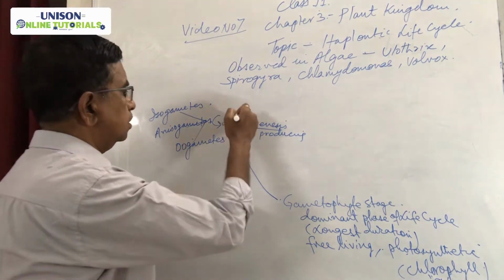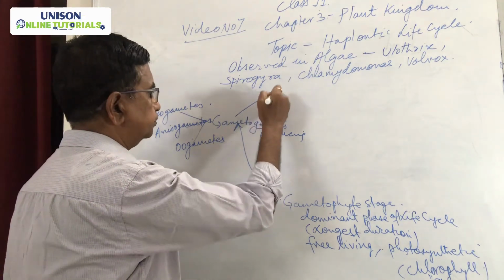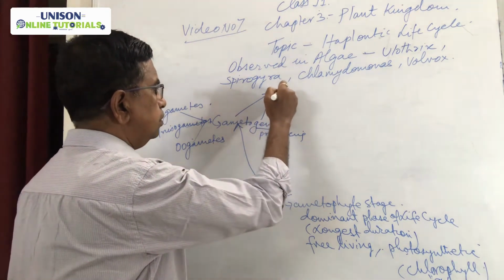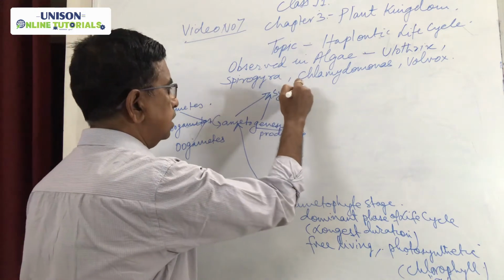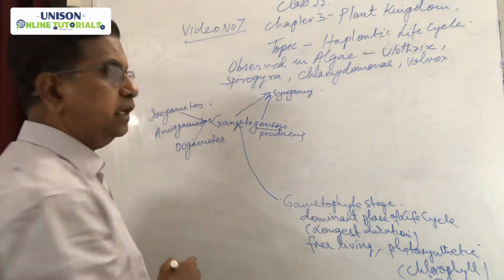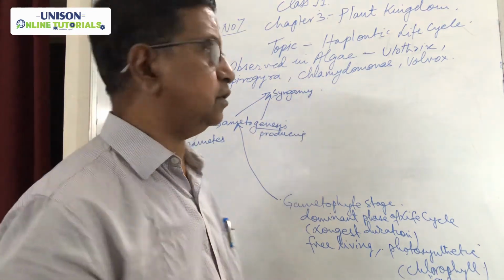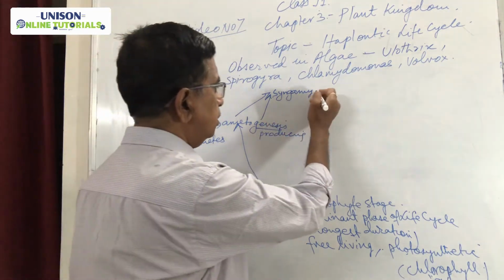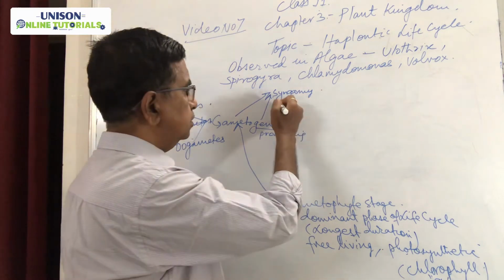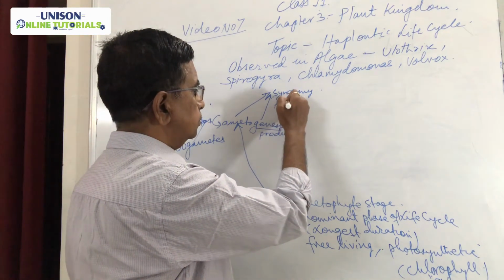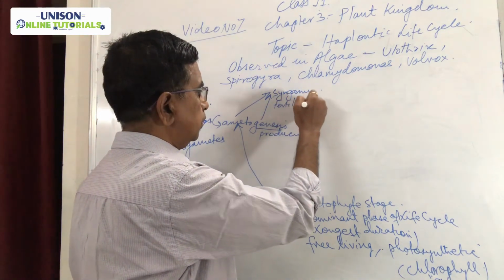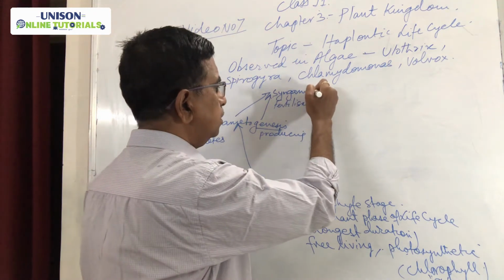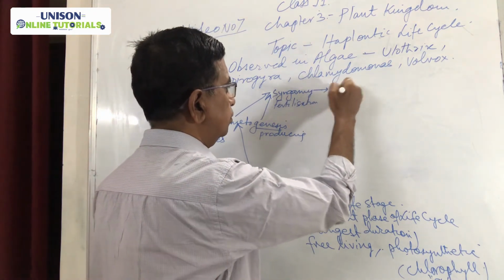Now these gametes, they fuse. This fusion of gametes is known as syngamy. As a result of syngamy, you can say it is a fertilization. As a result of syngamy, zygote is formed.